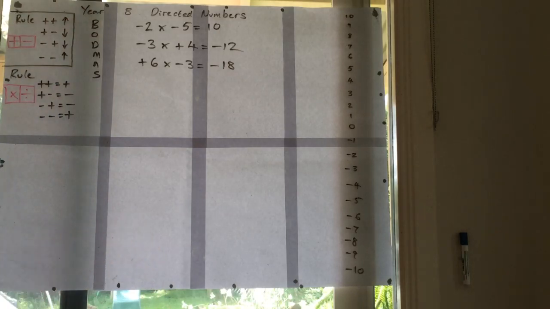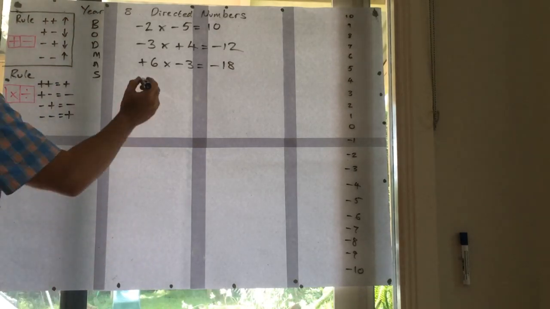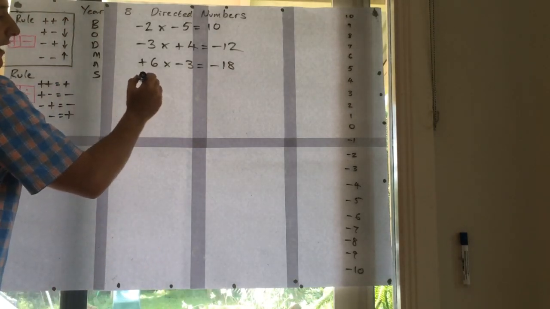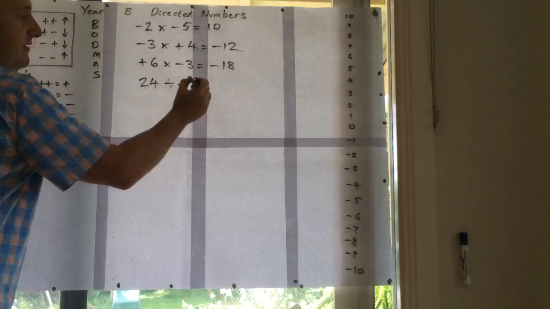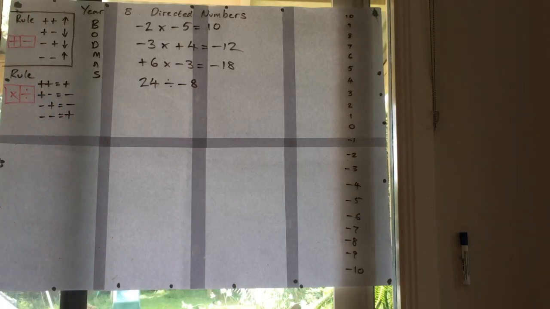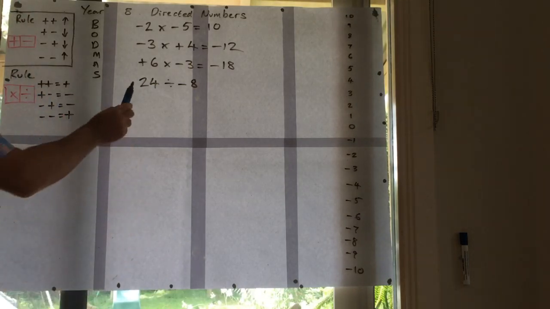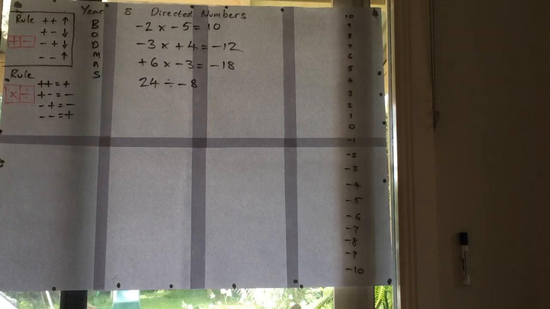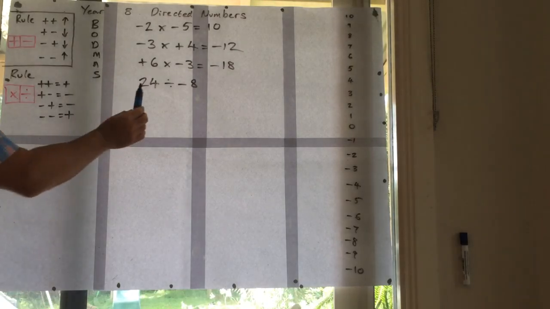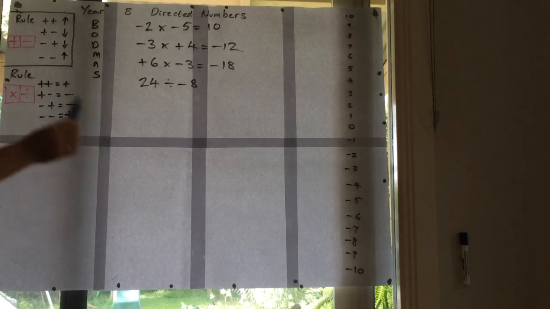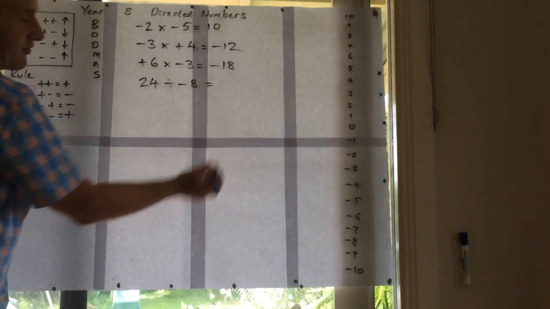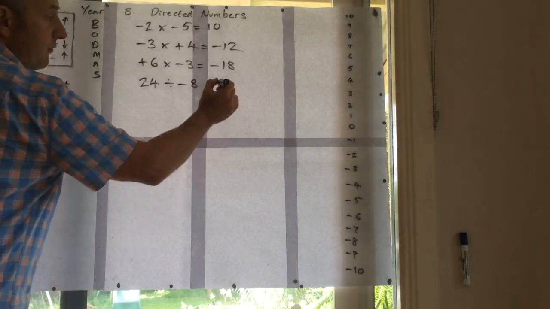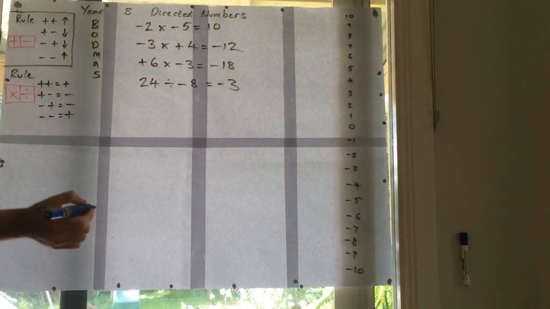All right, let's do some dividing. 24 divided by -8. What's that 24? Is it positive or negative? Well, if I haven't mentioned what it is, we assume it's positive. So what's a positive divided by a negative? A negative. So how many times does 8 go into 24? 3. So we end up with -3.